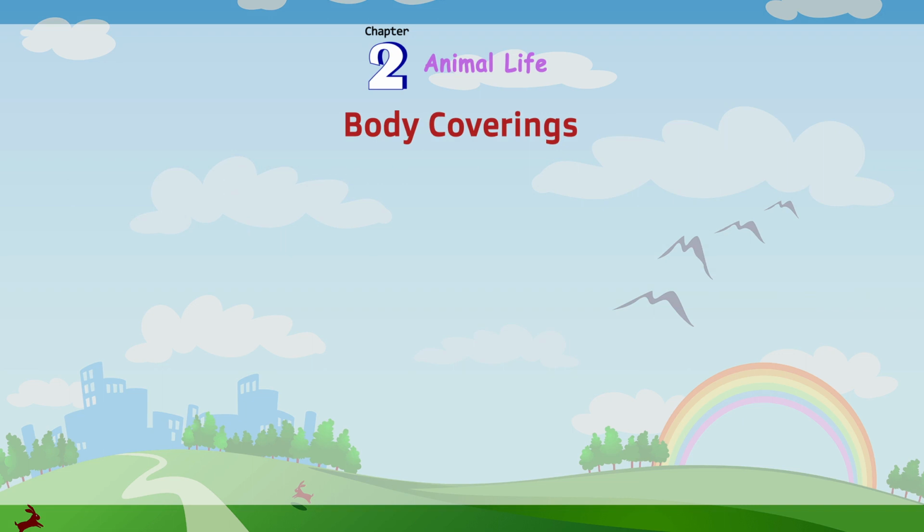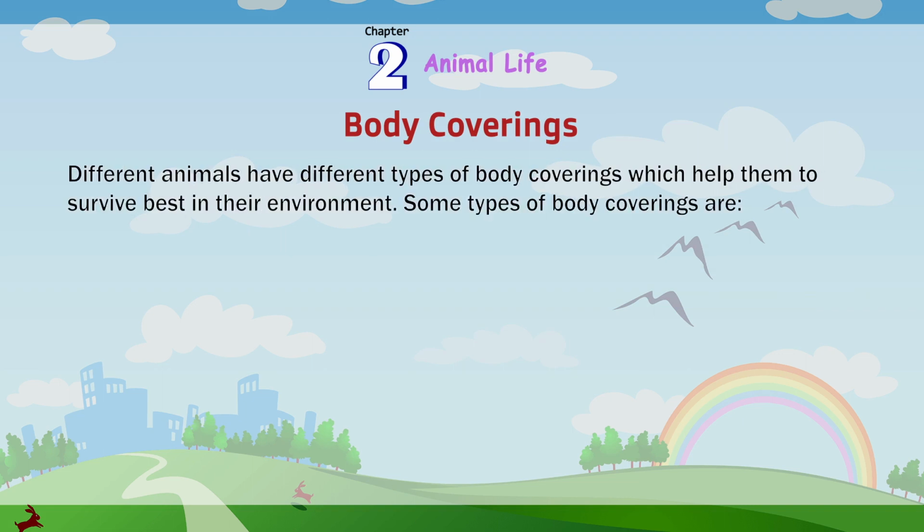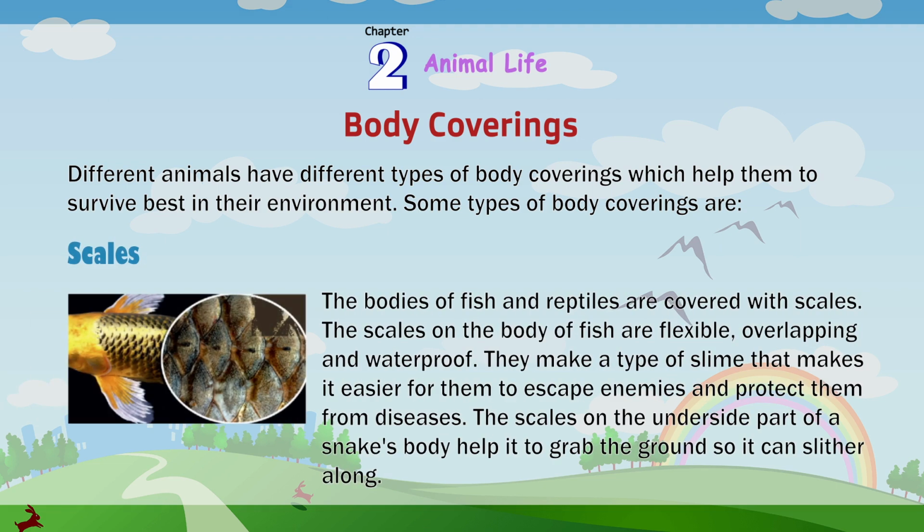Body coverings. Different animals have different types of body coverings which help them to survive best in their environment. Some types of body coverings are scales. The bodies of fish and reptiles are covered with scales. The scales on the body of fish are flexible, overlapping, and waterproof. They make a type of slime that makes it easier for them to escape enemies and protect them from diseases.